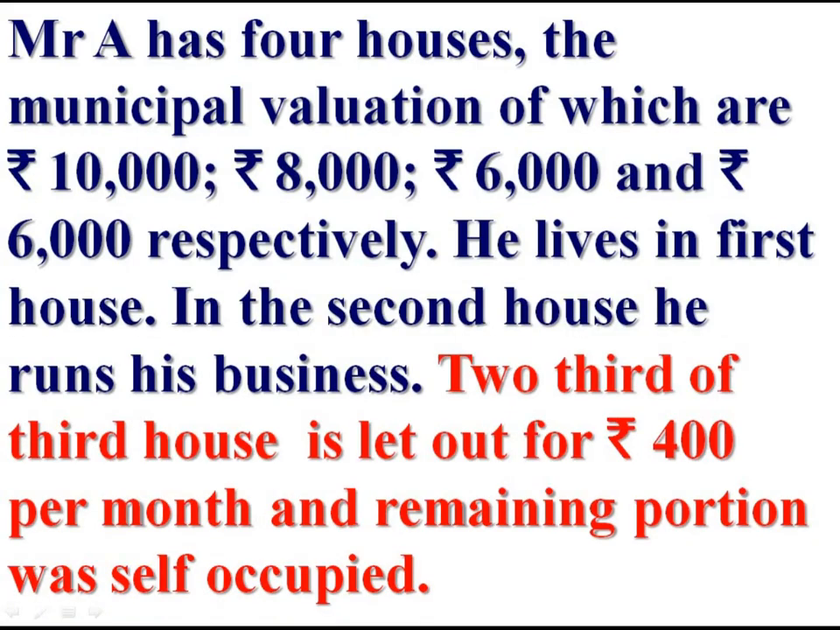Then consider the third house. 2/3 of the third house is let out for rupees 400 per month and the remaining portion, that is 1/3, was self-occupied. Here the first house is assessed to tax as self-occupied and its annual value is taken as nil. Therefore, the assessee cannot avail the exemption for this 1/3 portion as self-occupied. Therefore, this 1/3 portion of the third house is to be treated as let out, which means it is assessed to tax as a deemed to be let out house.